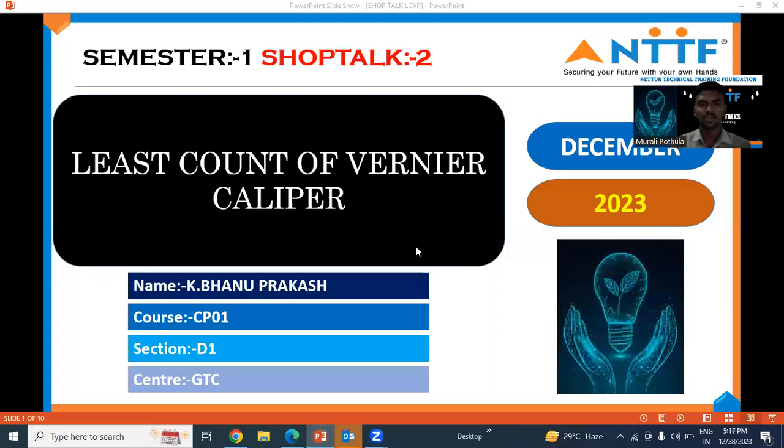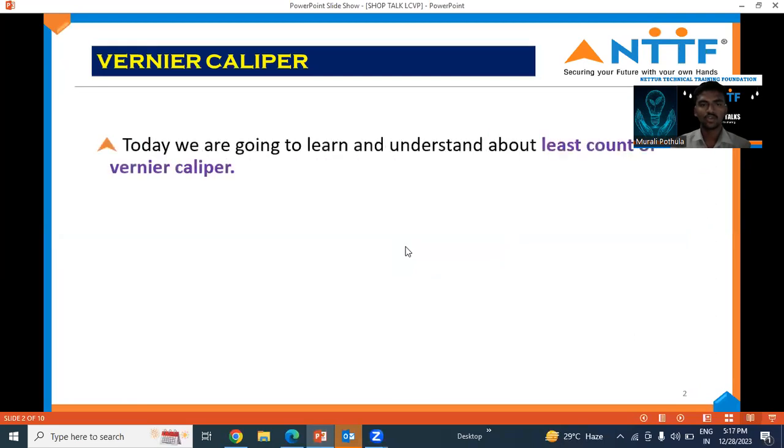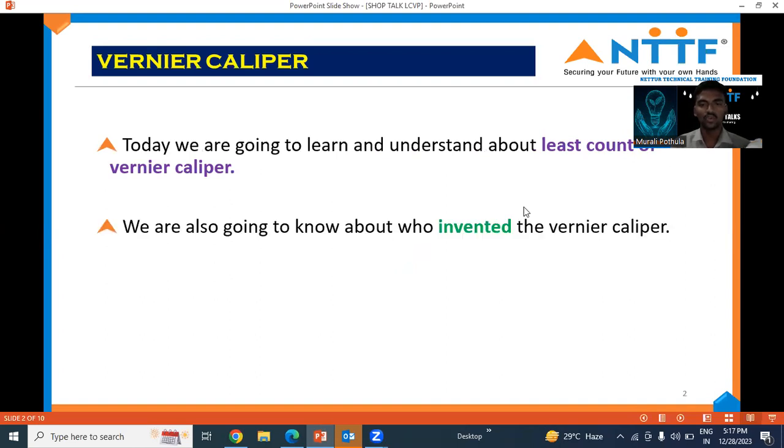Topic name is Least Count of Vernier Caliper. Today we are going to learn and understand about least count of Vernier Caliper. We are also going to know about who invented the Vernier Caliper.